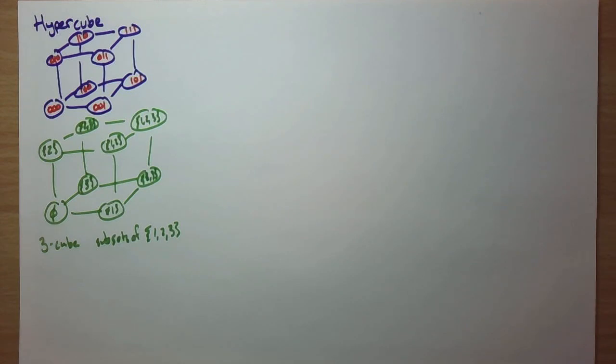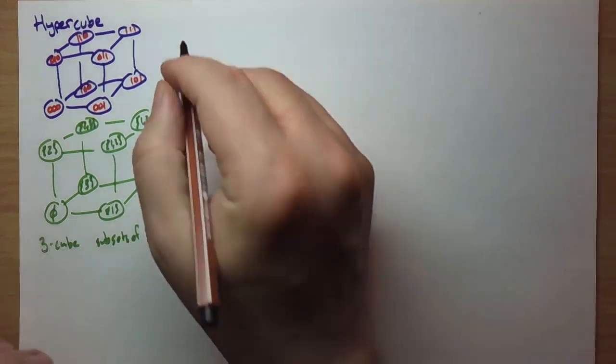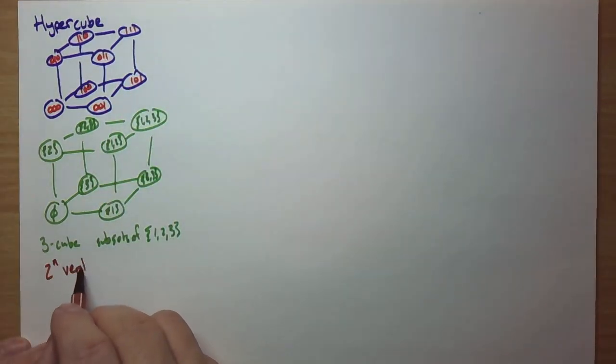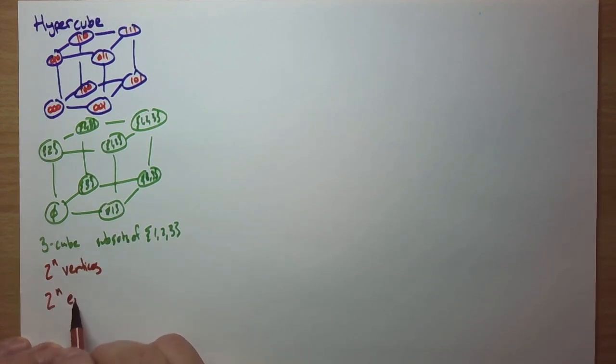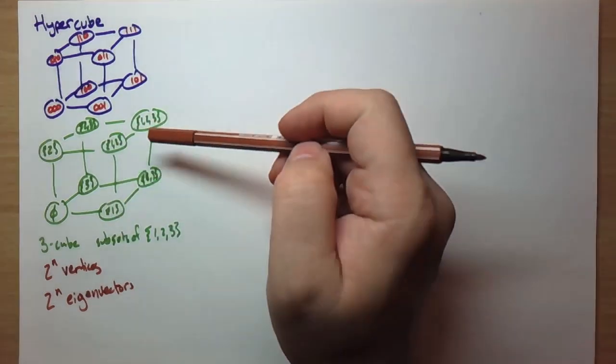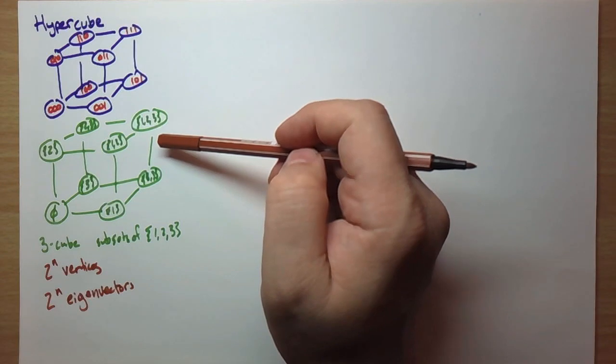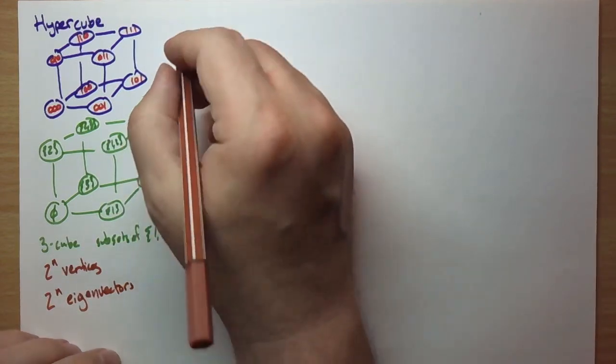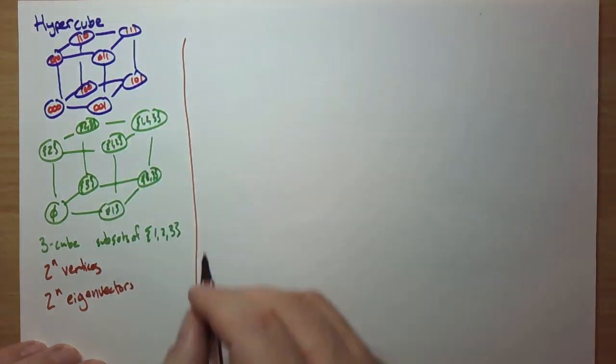Now, I said eigenvectors. It turns out there's 2 to the n vertices, so that means there's 2 to the n eigenvalues, and also 2 to the n eigenvectors. And you say, wouldn't it be cool if we can think of the vertices as subsets of 1 through n? What if I can associate eigenvectors with subsets of 1 through n? And you can. Here's the way you do it.